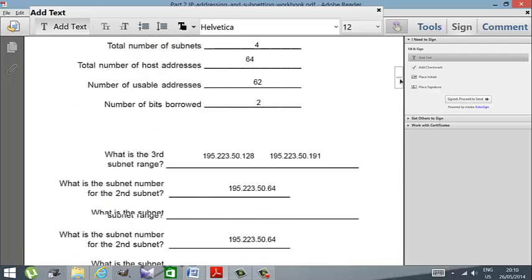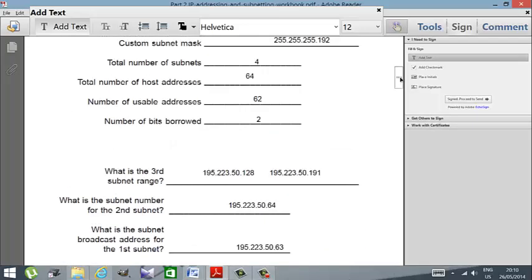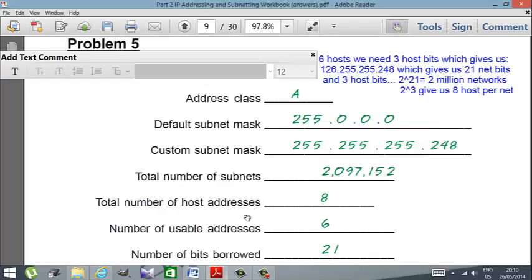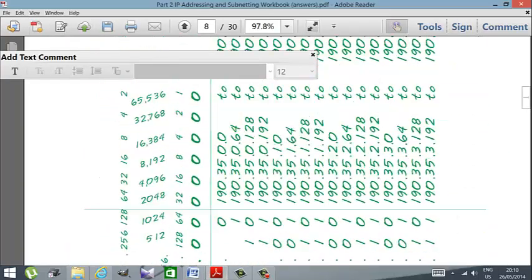Now let's compare our answers with the answers that we have from the teacher. We have here, whoops, not this question.